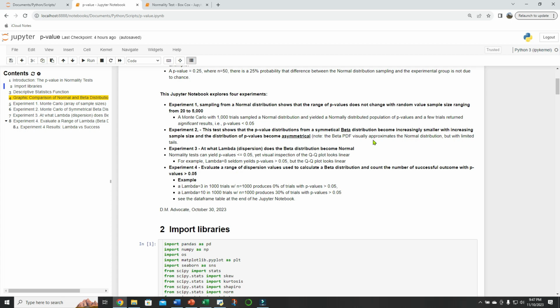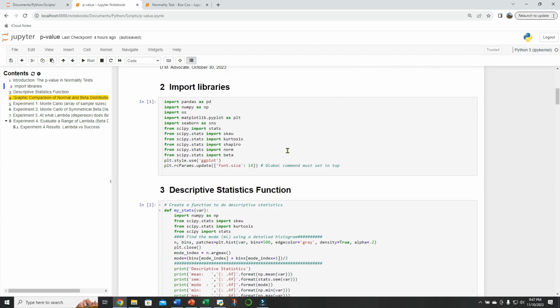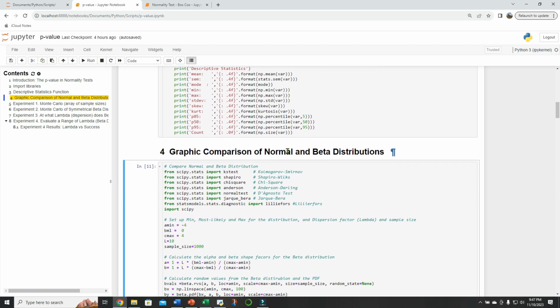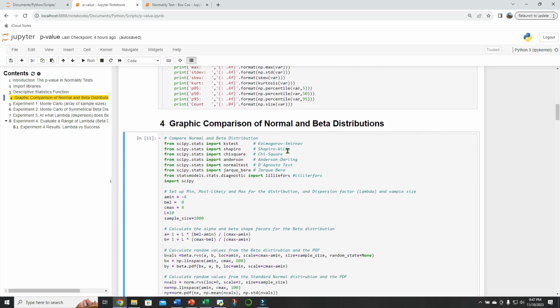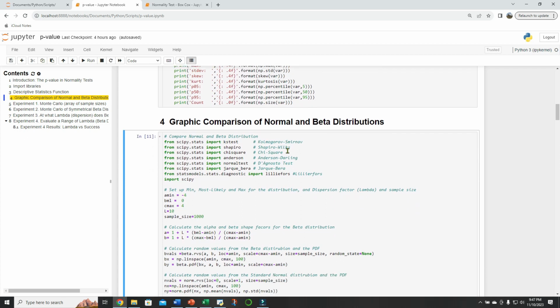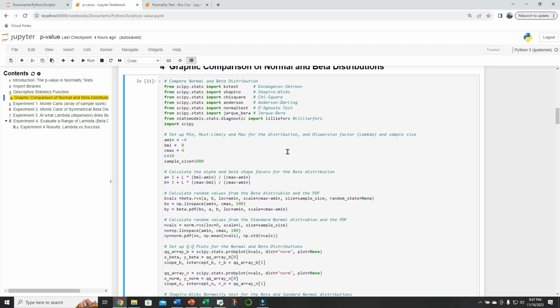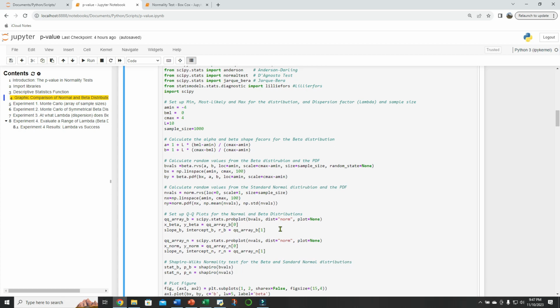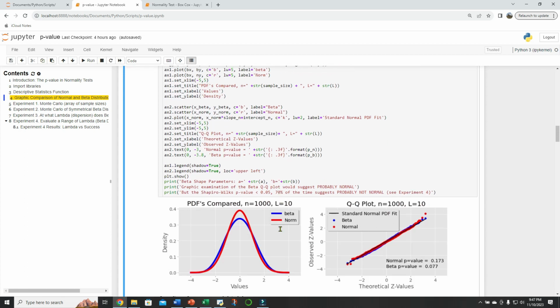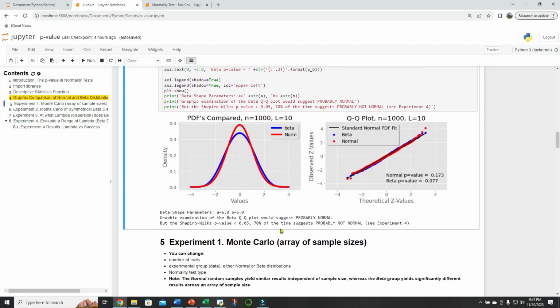Before continuing on to our experiments, I'd like to compare a normal distribution to a beta distribution and see what our normality tests say about it. What I've done is create a beta distribution which has a dispersion factor of 10 and will sample 1,000 times, and we'll also create a normal distribution and we'll graphically compare these and look at their p-values.